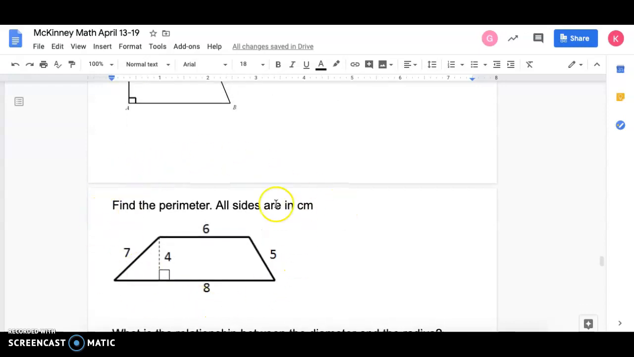Now we're looking at this one again, and I want you to find the perimeter. And all the sides are in centimeters. Once again, there's extra numbers. Find the perimeter.